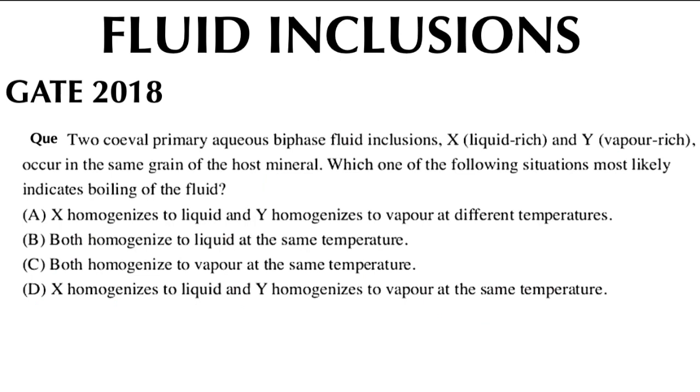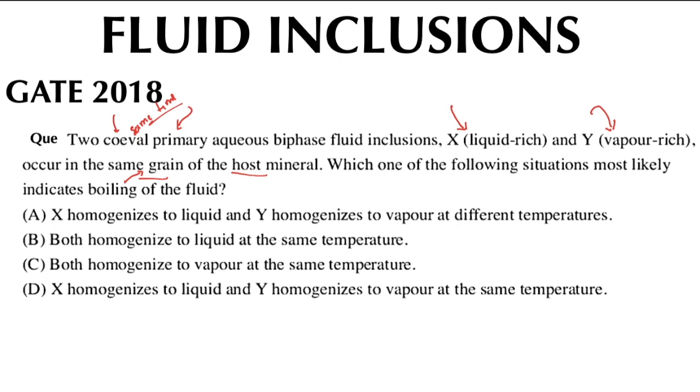Now this is another question that came in GATE, two coeval primary aqueous biphase fluid inclusions. Coeval means that they are formed at the same time. Okay, now X, one inclusion is liquid rich and another inclusion is vapor rich, right? They occur in the same grain of the host mineral, so they are happening at the same time in the same mineral and in the same grain. That means the condition is the same for both of them. At the time when the inclusion has formed, the condition is exactly the same, right?